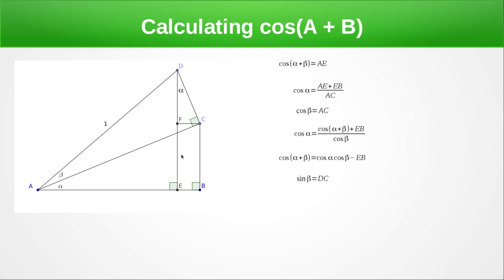Sine beta is going to be DC over 1, and then sine alpha, we're using this triangle here, is FC over DC. So that's going to give us FC equals sine alpha sine beta, just by putting this here and cross multiplying. But because FC and EB are the same, we're going to get cos alpha plus beta equals cos alpha cos beta, change of sign, sine alpha sine beta.